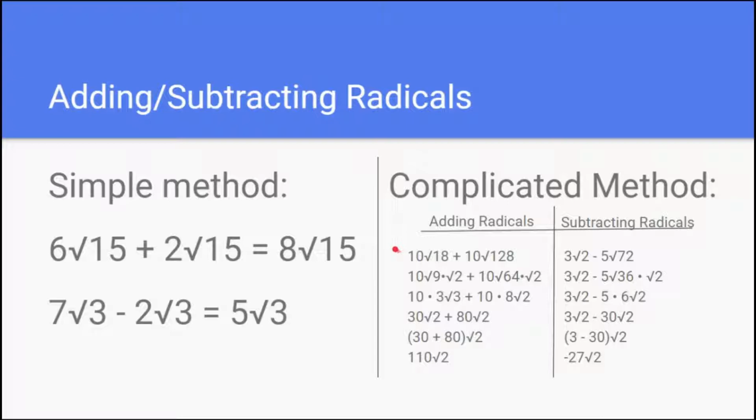Same thing subtracting. Find the perfect square. Simplify that perfect square. Now you have like terms. Subtract the coefficients, and then you have your answer.